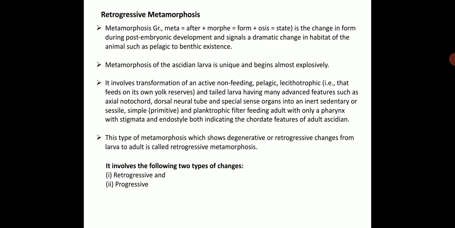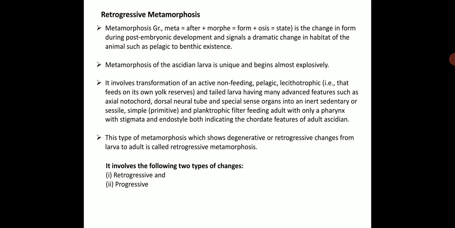So coming to the important phenomenon, that is retrogressive metamorphosis, which takes place only in the subphylum Urochordata. Meta means after, morph means form, osis means state. It is the change in form during post-embryonic development and signals a dramatic change in habitat of the animal, such as pelagic to benthic existence. Metamorphosis of the ascidian larva is unique and begins almost explosively.